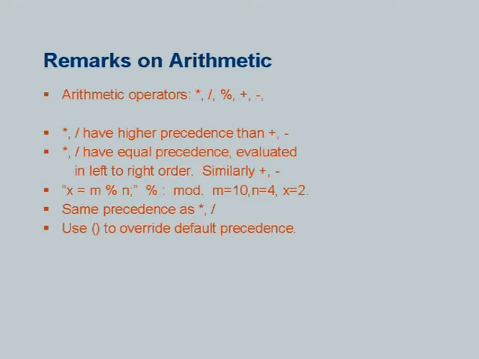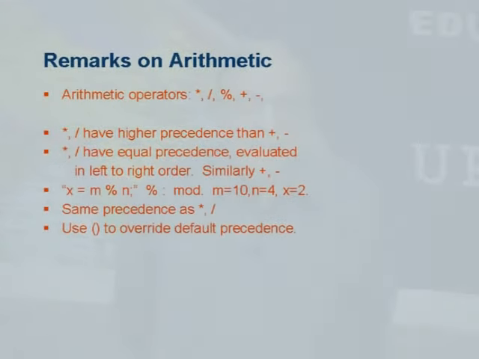So if m is 10, n is 4, m modulo n is actually the remainder of what happens when you divide 10 by 4. So if you divide 10 by 4, you will get 2 as a remainder, and therefore the remainder is calculated here. The modulo operator has the same precedence as star and slash. An interesting aspect about modulo can be explicitly stated. This is often missed out in the early teaching, that if both m and n are positive, the modulo remainder calculated is positive. If both m and n are negative, then the modulo remainder calculated is negative.